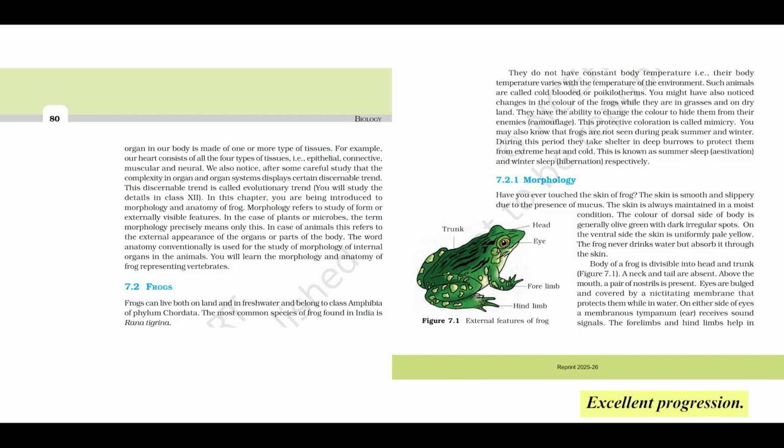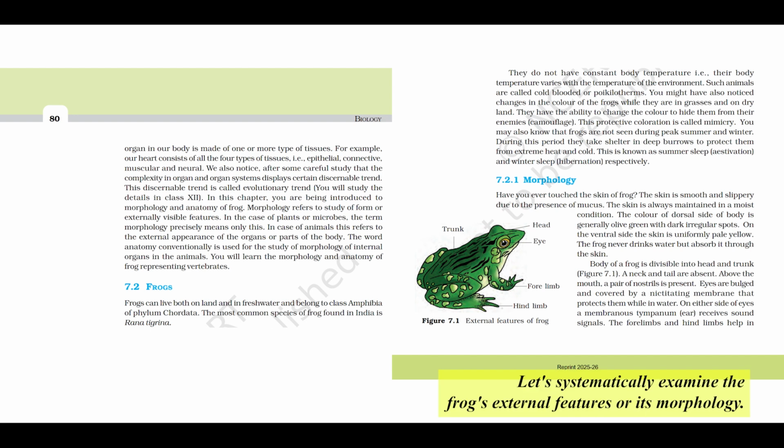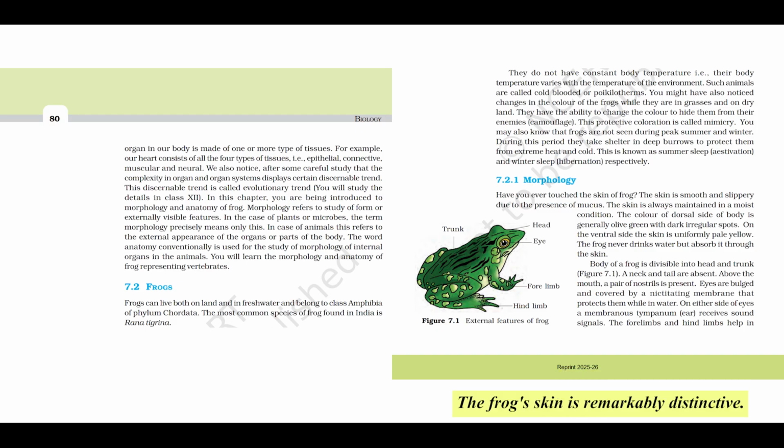Excellent progression. Let's systematically examine the frog's external features, or its morphology. Imagine you're holding a frog or observing one closely in a lab or in nature. The very first thing you'd notice, and indeed a defining characteristic crucial for its survival, is its skin. The frog's skin is remarkably distinctive.